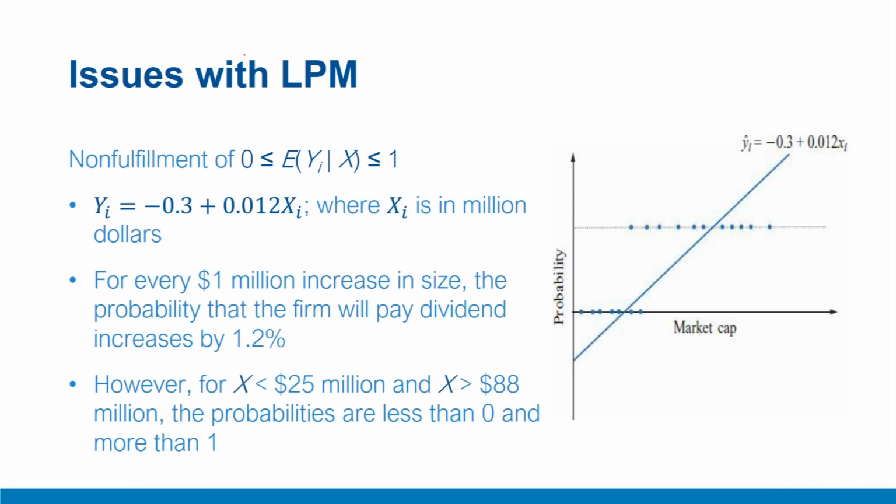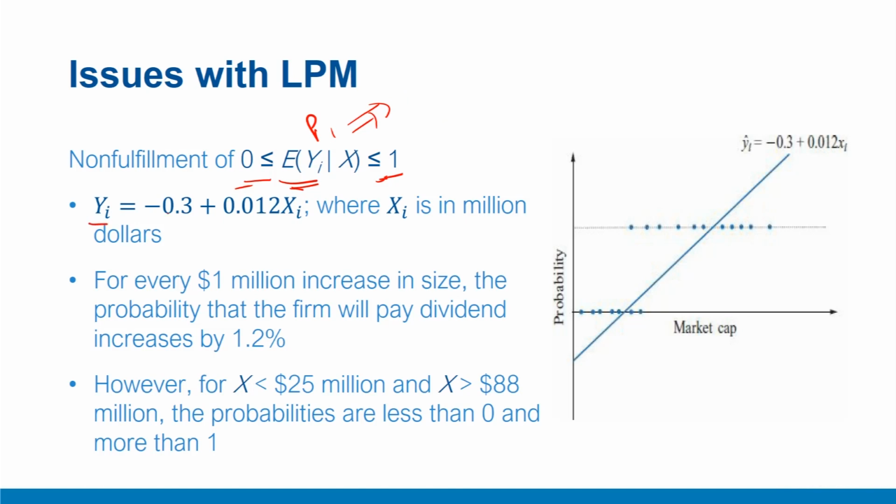Another very critical issue that is getting violated here is the fact that the expected value of yi, which is nothing but the probability pi, should be between 0 and 1, because this is a probability and by nature it should be between 0 and 1. However, in the linear probability model, there is nothing that stops this probability from being greater than 1 or less than 0. Let's look at an example here.